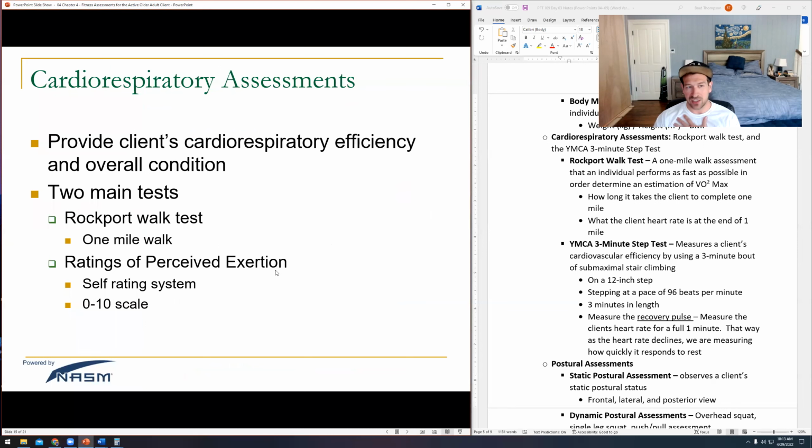So I personally like the Rockport walk test with my senior clients because yes, it is a 1 mile walk, but that's pretty low impact. They can go at their own pace. I don't have to push them very hard. The disadvantage is it will take somewhere between like 15 and 20 minutes. That is a huge chunk of time.